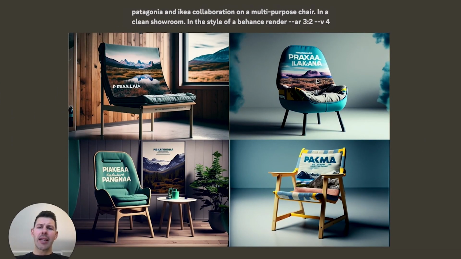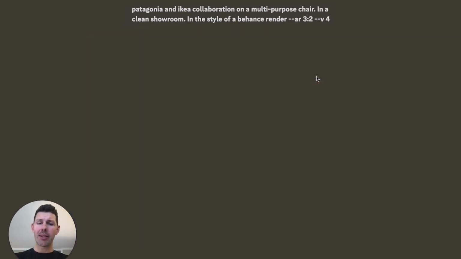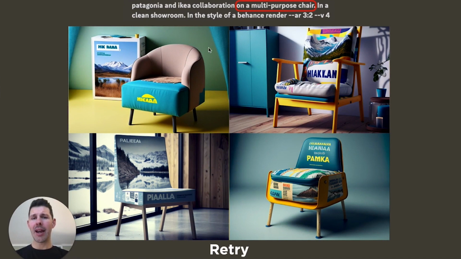No, I don't like these. I don't like what it gave back and I think I know why. I did a retry and it came back with another version and I understood that it's a problem with my prompt. Patagonia and IKEA collaboration on a multi-purpose chair. What Midjourney understood from my text is literally taking elements of Patagonia and IKEA, printing it on the chair as if this was like an exercise to do printing. That's not what I wanted. I was trying to, in the English language, dictate that the collaboration is on a creation, right? So I had to edit my text.